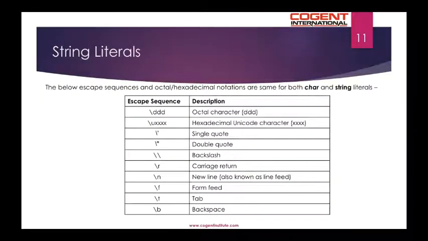So below are the escape sequences and octal/hexadecimal notations for both char and string literals. So the escape sequence is backslash followed by the 3 digits, which is an octal number. You have the hexadecimal Unicode character, which starts with a backslash u with 4 hexadecimal digits. For a single quote, you need to escape it with a backslash. For a double quote, we need to escape with a backslash, and so on.